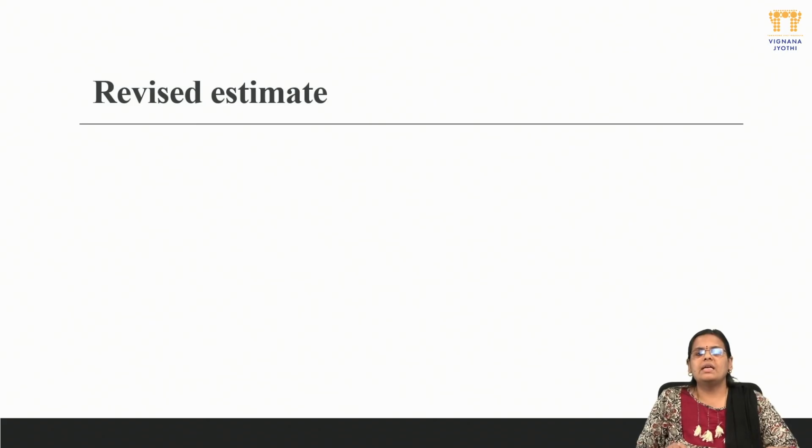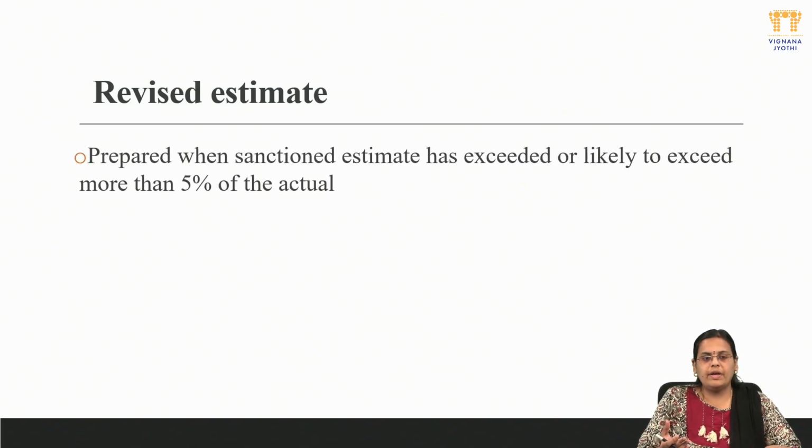Now, we will see a revised estimate. So far, whatever estimates we have discussed are approximate estimates. And revised estimate, when will we go for a revised estimate? Whenever there is a deviation from the actual prepared estimate and actual cost of construction by 5%, then we go for revised estimate. Sometimes this increment may happen due to changes in the material cost.